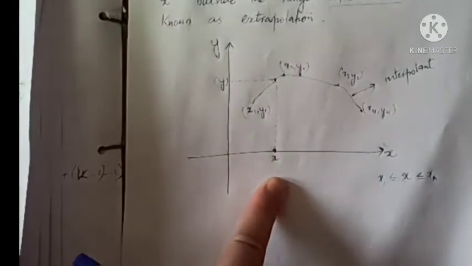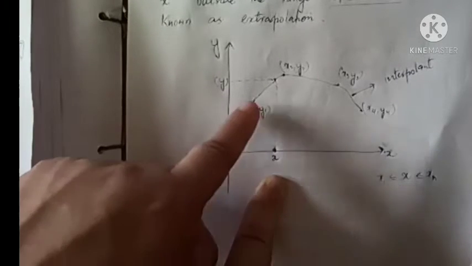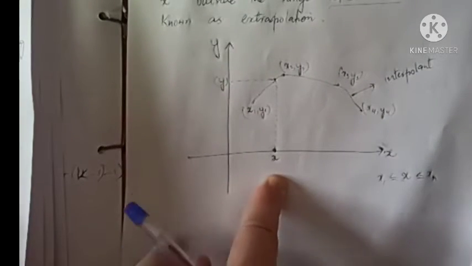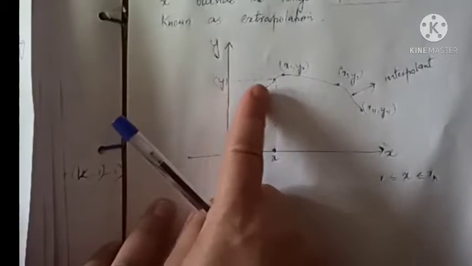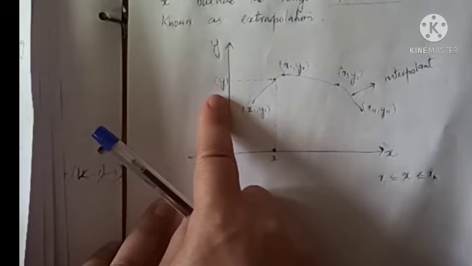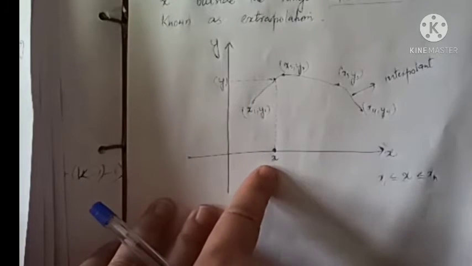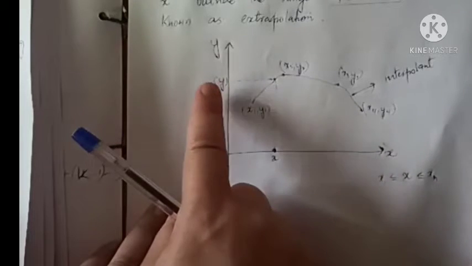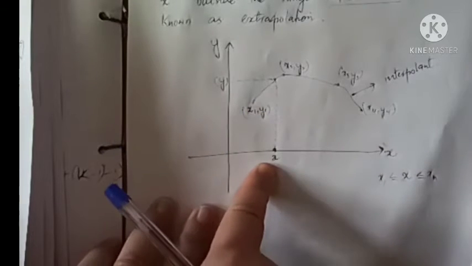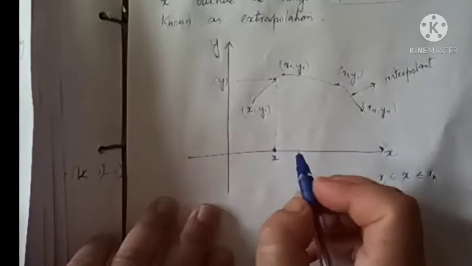When you know the form of this f of x by having certain points, then you can easily find out the value of y. That is what we call interpolation. It is nothing but the process of estimating the value of a dependent variable with respect to the independent value of x. This is what we call interpolation.